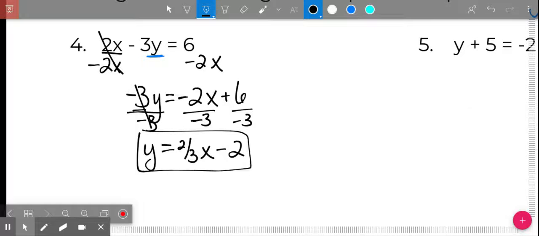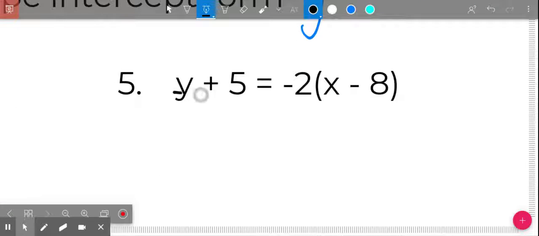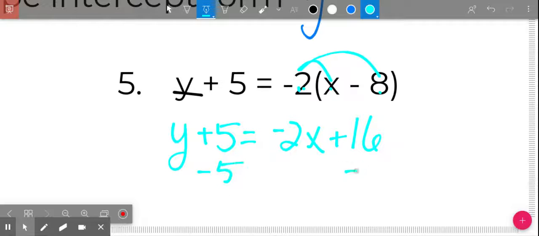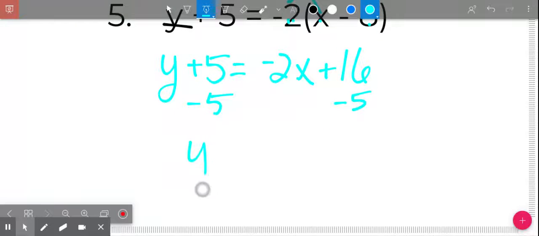Looking at number 5 is a little bit different. We still want to get the y by itself, but we have this little exponent we have to deal with. Anytime we see an exponent, the very first thing we have to do is distribute. So I'll have y plus 5 is equal to -2 times x gives me -2x. -2 times a -8 gives me positive 16. From here, we need to subtract the 5. We'll have y is equal to -2x. 16 minus 5 gives me plus 11.